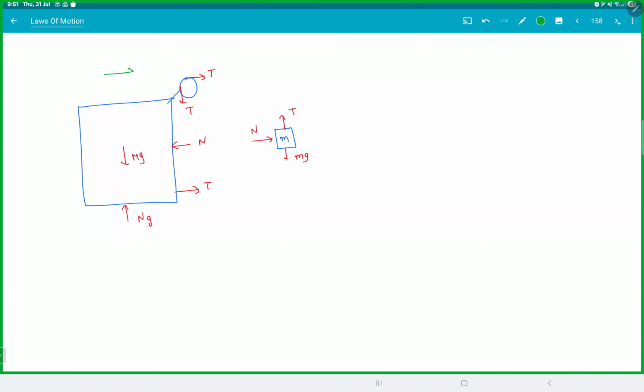Step 2, assign accelerations. I'll assume the big block is going with A. Then we have seen this in constraints. If the big block is going with A forward, the normal reaction pushes you forward. So you'll go with A forward and you'll go down with 2A. Remember this?